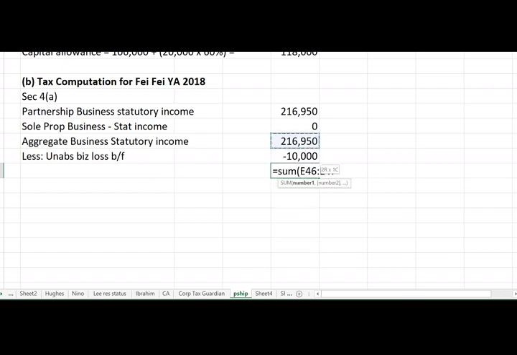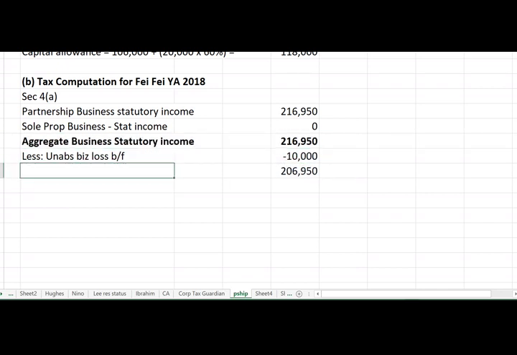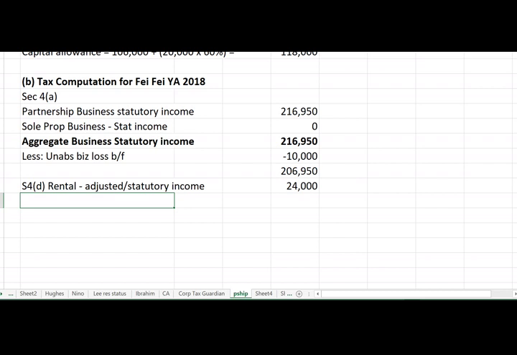So your net amount is 206,950. Now what do you bring back now is the rest of the income. So I've noticed that 4D rental. Now we take that as the adjusted statutory income. The amount is 24. Anything else? Any more income? No, right? Now if no, then this is our aggregate income.